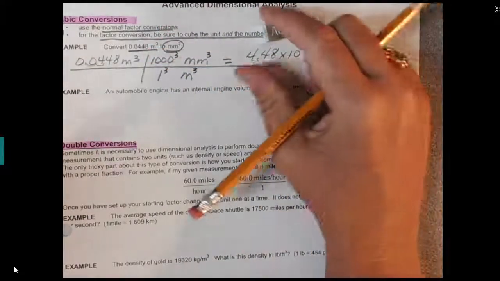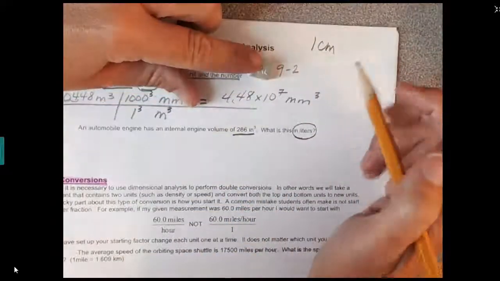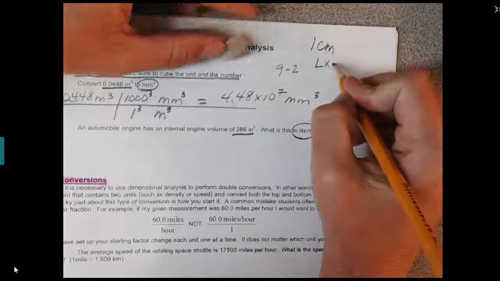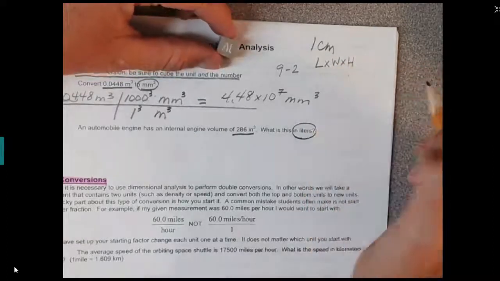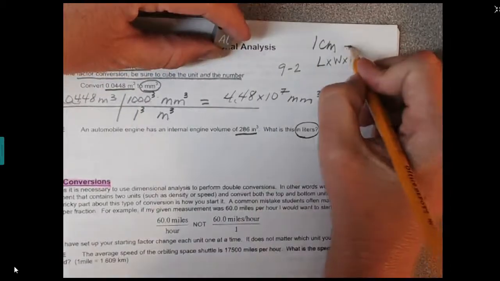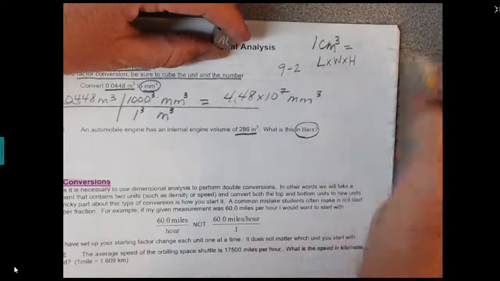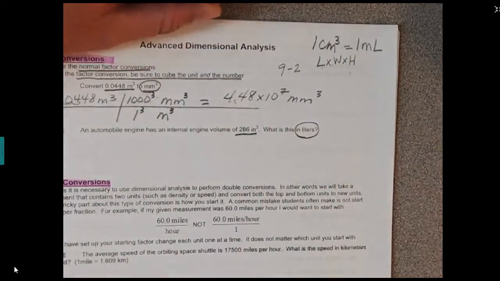Here I have this aluminum cube. It's 1 centimeter, okay? Does this cube have height, length? Does it have width? What is length times width times height? Volume. Okay? So when I multiply this, I'm cubing it, yes. So it also equals 1 milliliter.